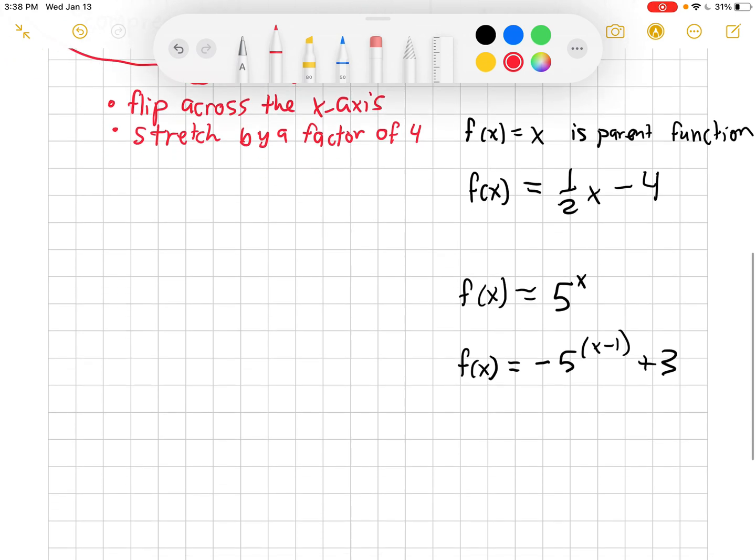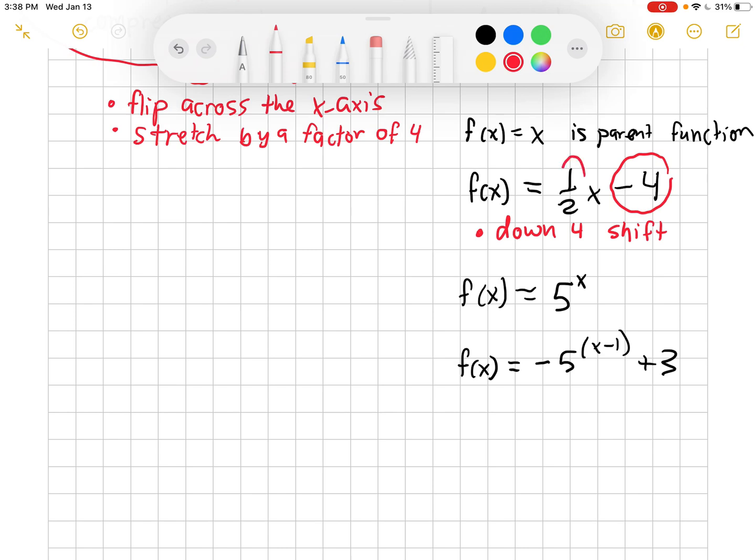Let's go ahead and try it the other way. f of x is our parent function again, and we're given f of x equals 1/2 x minus 4. Let's describe the changes here. Well, the first thing I notice is we have a minus 4. How do we move something? What's that going to do? It's going to move it down 4. That's a shift.